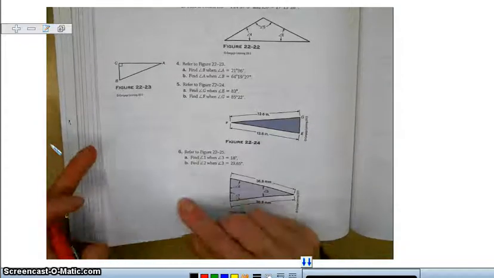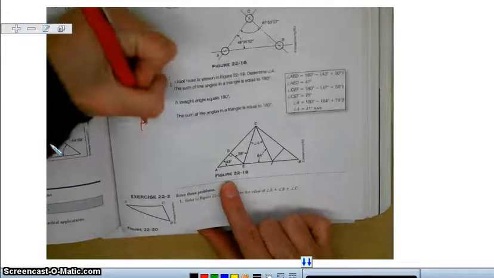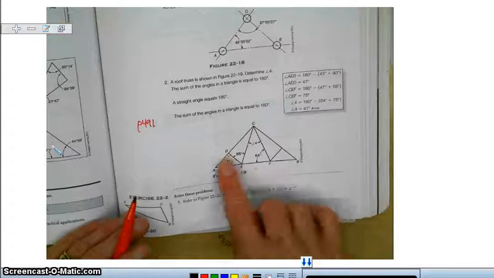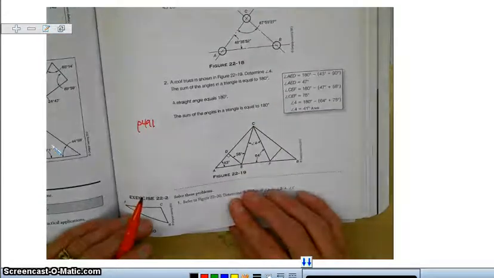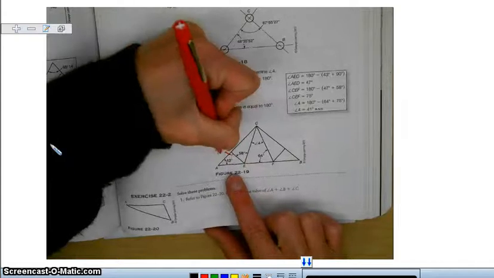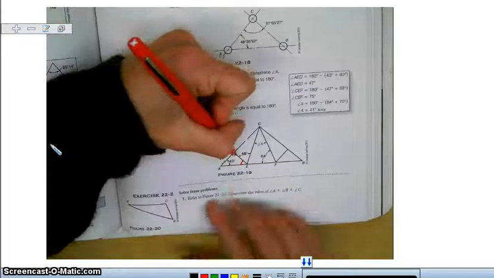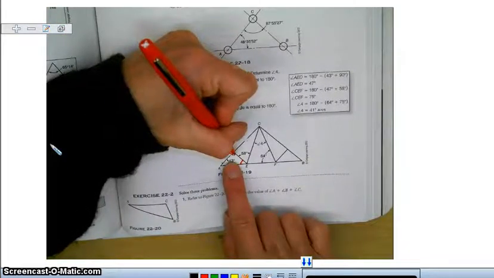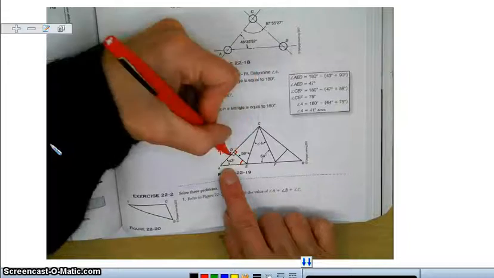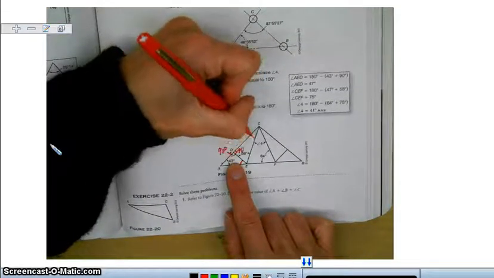So if we just slide right over here to this page, this is page 491. And if I wanted to find some of these missing angles in here, I could use the fact that all the angles in a triangle have to add up to 180. So I know this is 90 degrees, and this is 90, and this is 43, so I should be able to find that angle. Another angle I should be able to find: since this one is 90, this one has to be 90, because these two angles make up a straight angle, and so that one is also 90, so I should be able to find that angle.